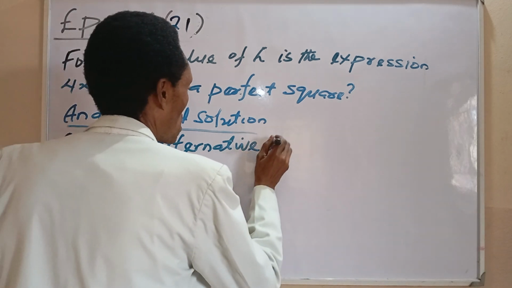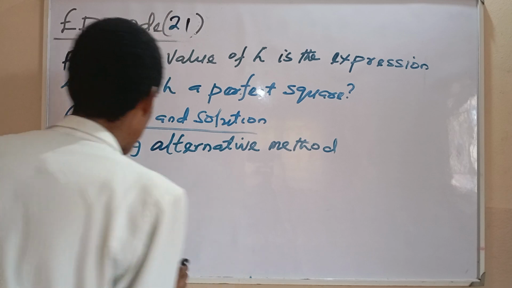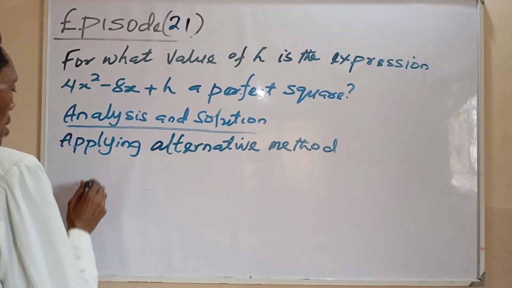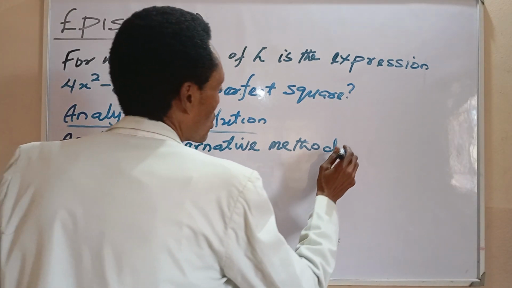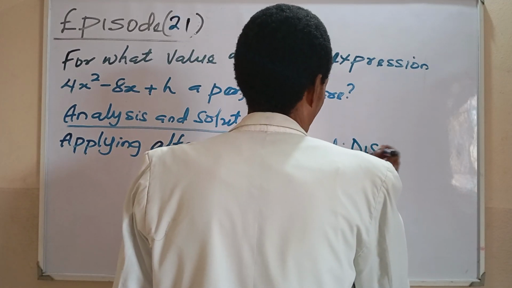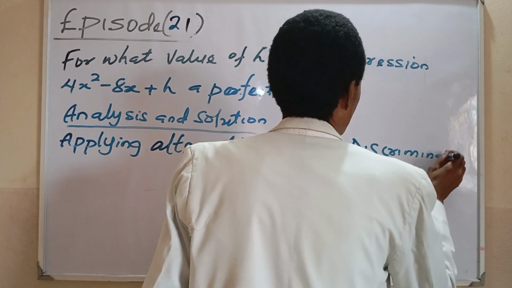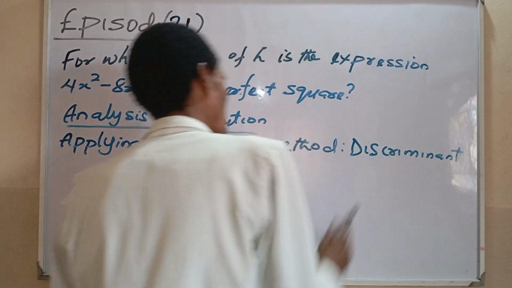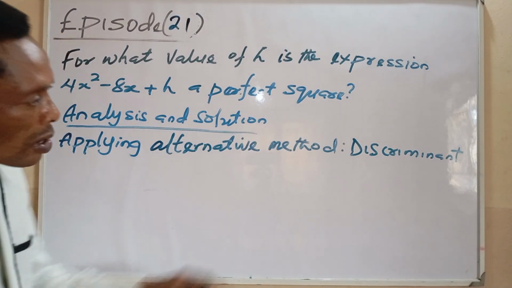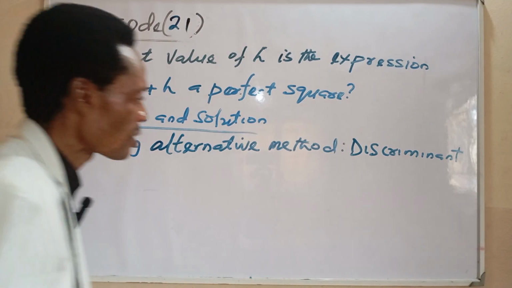Alternative method. The method we are applying is an alternative method called the discriminant method. So, discriminant method, at least take note of this.